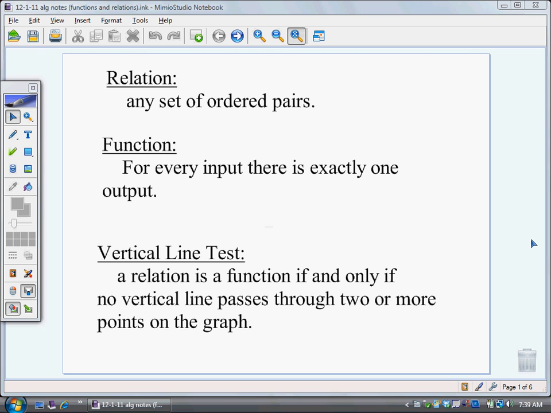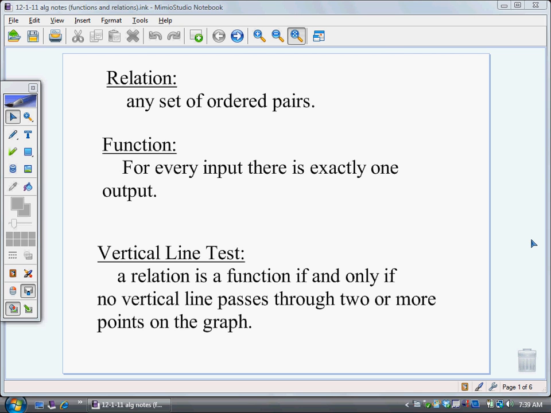There's something called the vertical line test that you can use to determine whether or not a relation is a function. This is something you would use if your relation was given to you in the form of a graph. The vertical line test just says that a relation is a function if and only if no vertical line passes through two or more points on the graph.